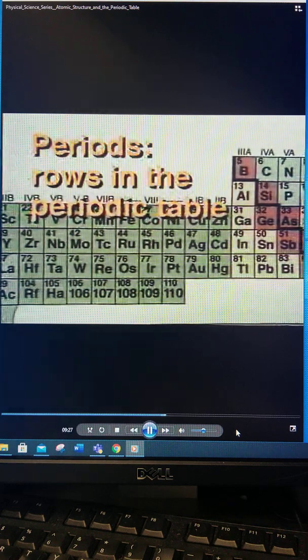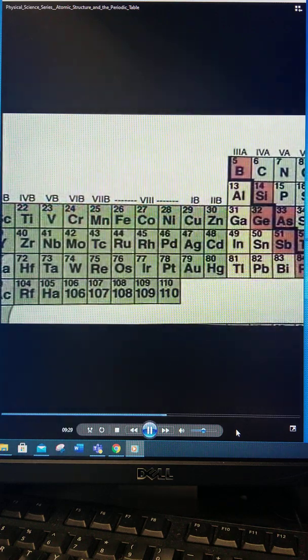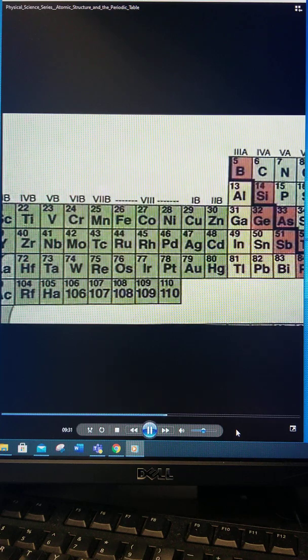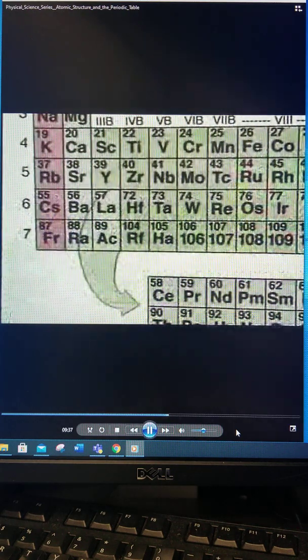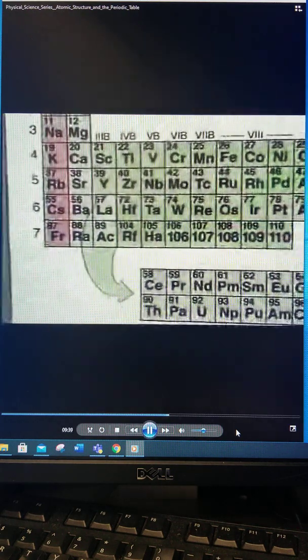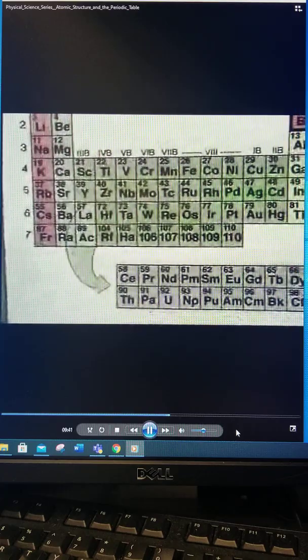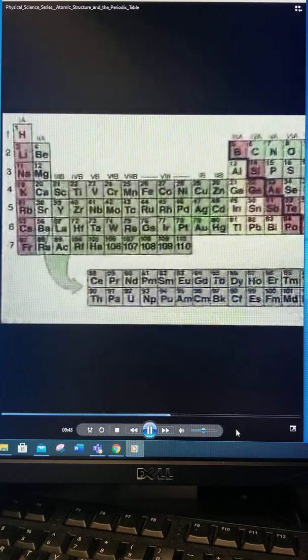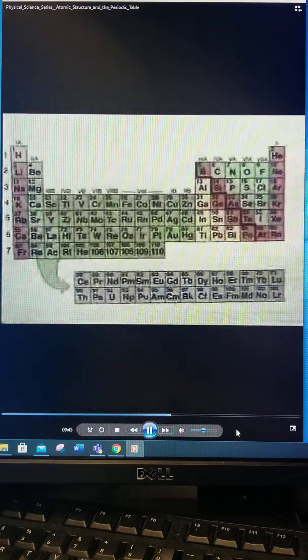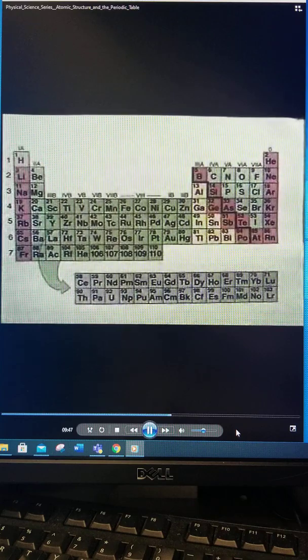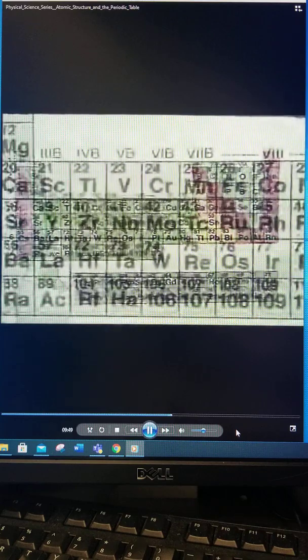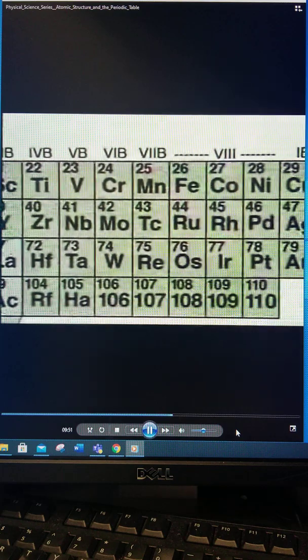But by looking at elements across the periods, we notice some interesting patterns. There are 7 periods or rows. Notice that a portion of rows 6 and 7 has been removed. These periods are still part of the periodic table, but have been moved to make the table shorter and easier to read. As you go from left to right in the periodic table, one obvious trait stands out.